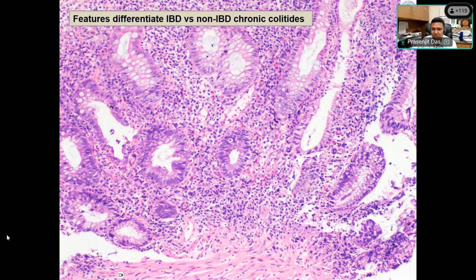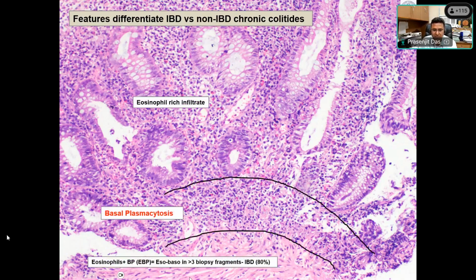In addition, in IBD, if along with basal plasmacytosis we see eosinophilia of the mucosa, that is another suggestive finding. That means if we see in this zone basal plasmacytosis and eosinophilia, we call that eobaso. If it is present in multiple biopsy fragments in your segmental biopsy, then the possibility of IBD becomes very high.